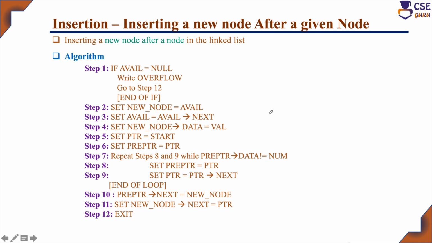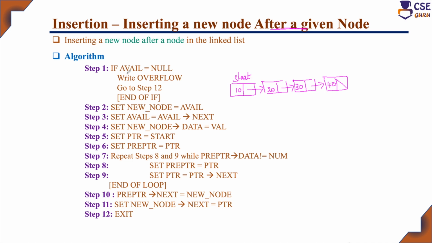Next, case 3. Inserting a new node after a given node. You have to give a specific node. After that specific node, you want to insert the new node. Okay. So already this is the singly linked list with 4 elements. Okay. The last node will be marked as null. Elements are 10, 20, 30, 40, and this is start.